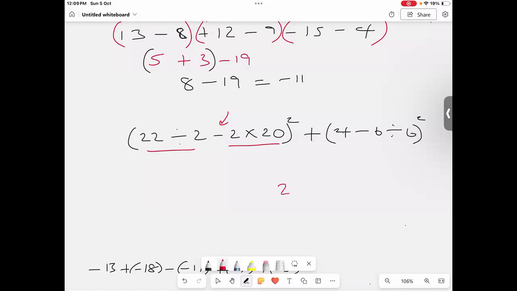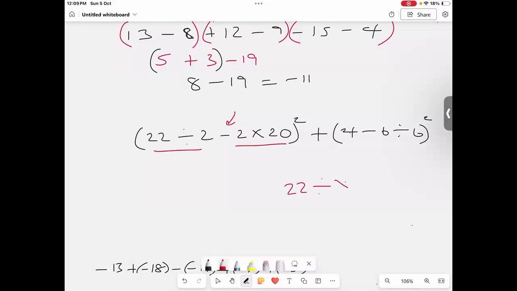Now, if I had 22 divided by 2 and then immediately followed by times 20, then I definitely have to divide before I multiply. That is in that case. But because I have 22 divided by 2, and this minus sign prevents the argument between division and multiplication, some students will go ahead and work out 22 divided by 2 and write 11 minus 2 times 20.